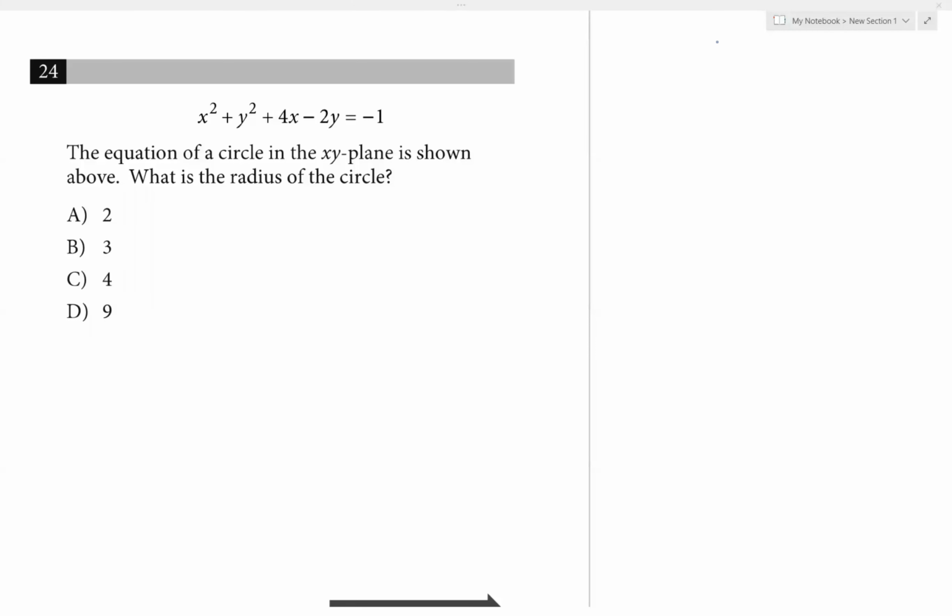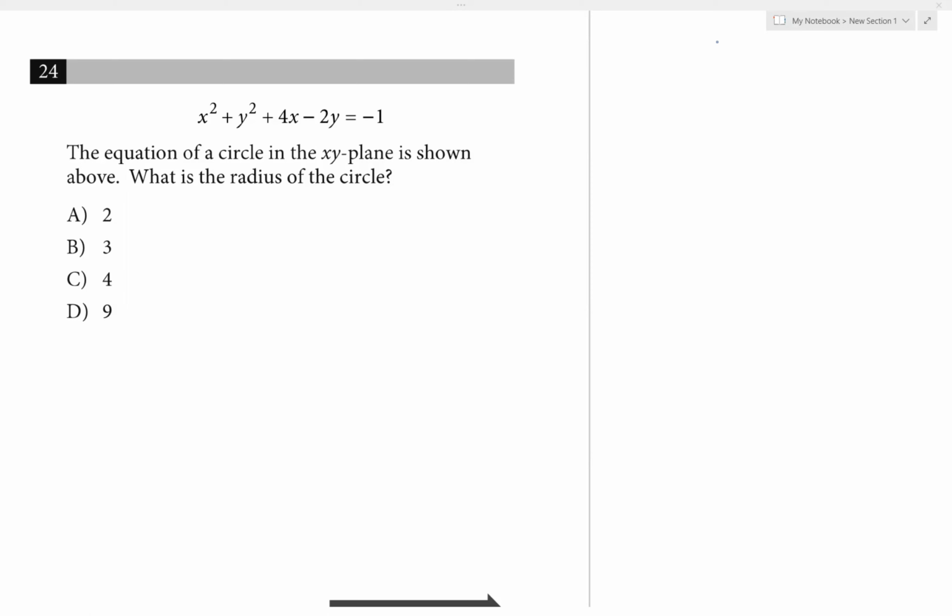Right, number 24, we have x squared plus y squared plus 4x minus 2y equal to -1. The equation of a circle in the xy plane is shown above. What is the radius of the circle? Right, so this question is an equation of a circle question, and this equation is not in the standard form.